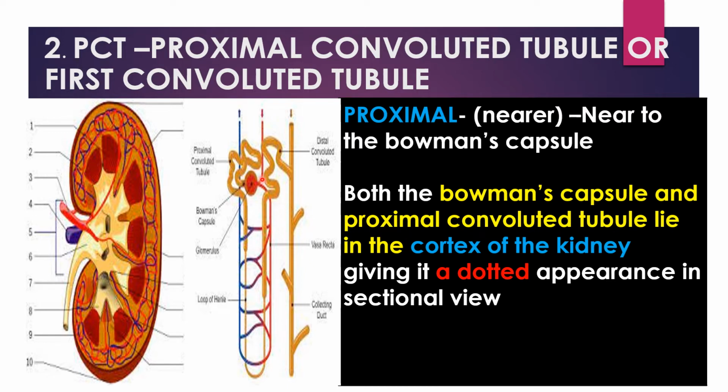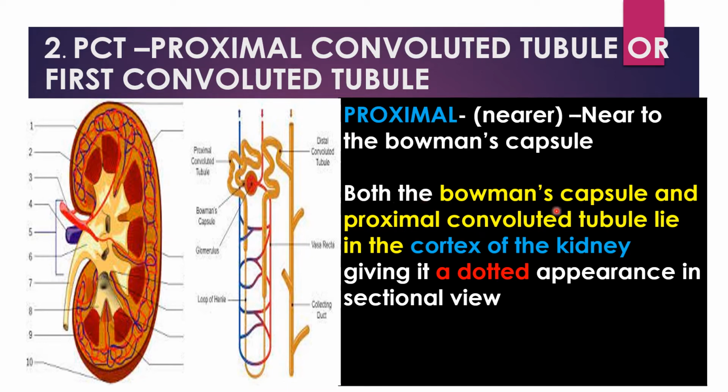You can see here, this is Bowman's capsule. Next to that Bowman's capsule, that is a convoluted region, that folded region, that we call proximal convoluted tubule or first convoluted tubule, first folding, right? What is the meaning of proximal? Nearer. Nearer to what? Nearer to the Bowman's capsule. That's why the name came proximal convoluted tubule.